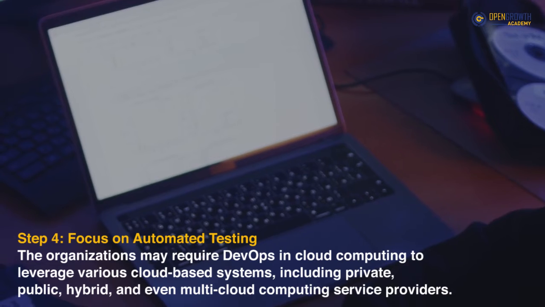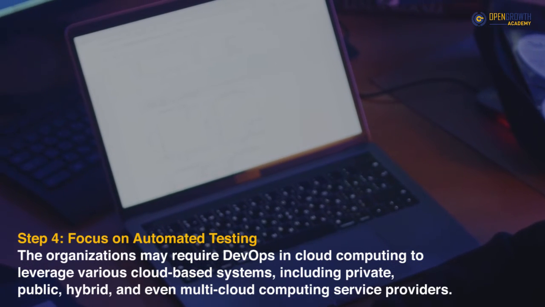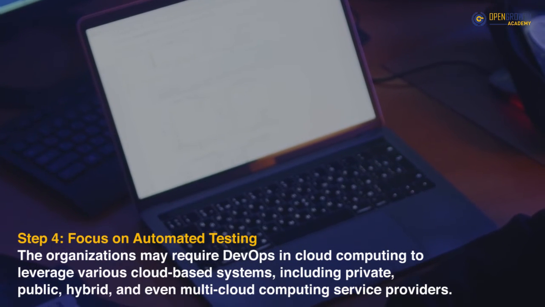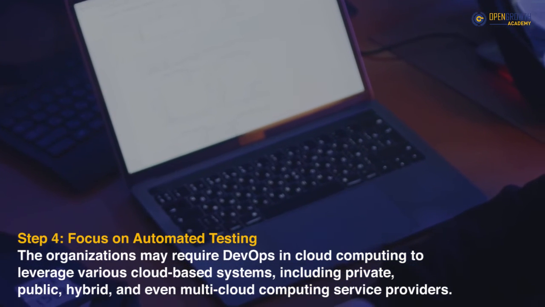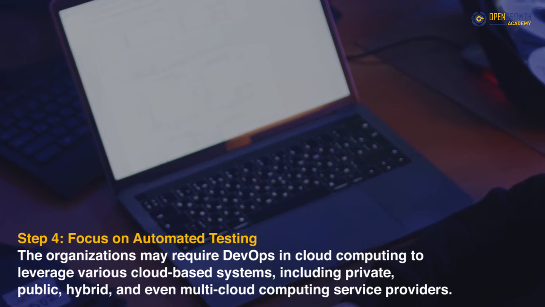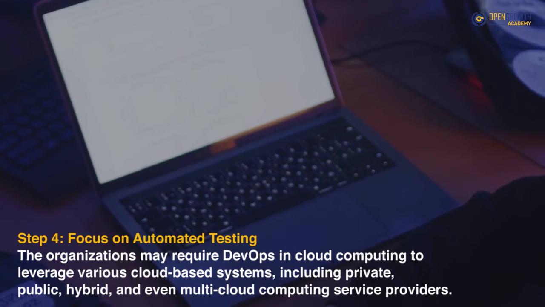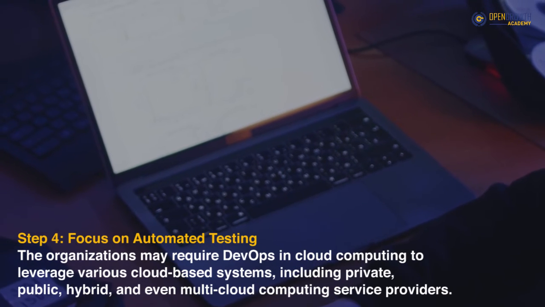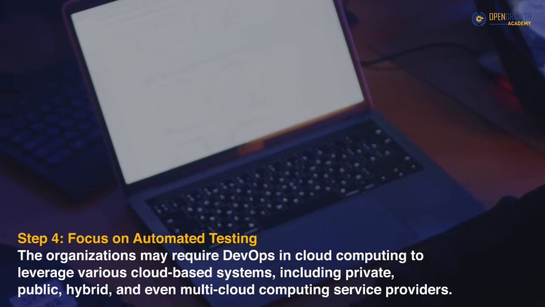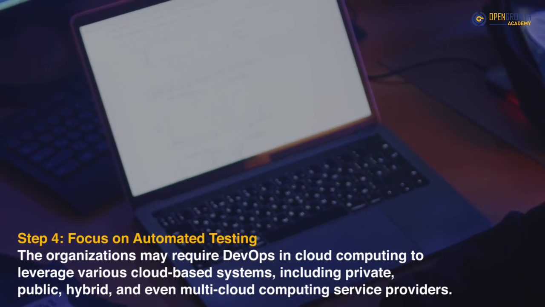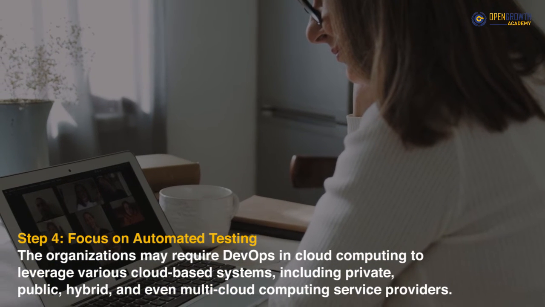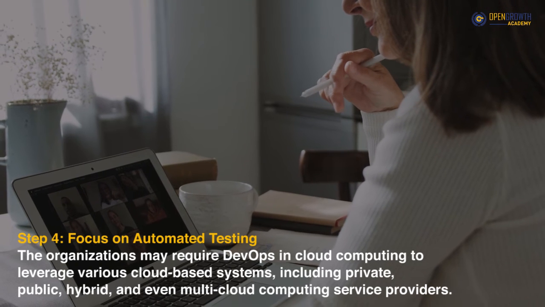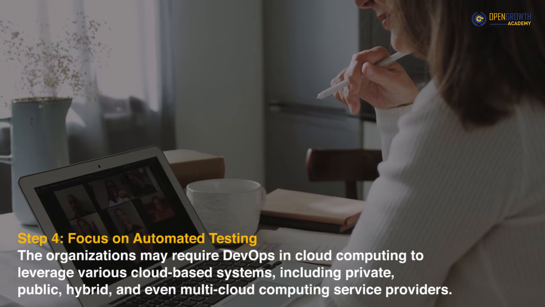Step 4. Focus on automated testing. The organizations may require DevOps in cloud computing to leverage various cloud-based systems, including private, public, hybrid, and even multi-cloud computing service providers. Therefore, it must focus on automated testing of the applied DevOps strategy to ensure the cloud computing system is working as expected. Automated testing allows for real-time testing and reflects the accurate data reflected in the production-level loads.